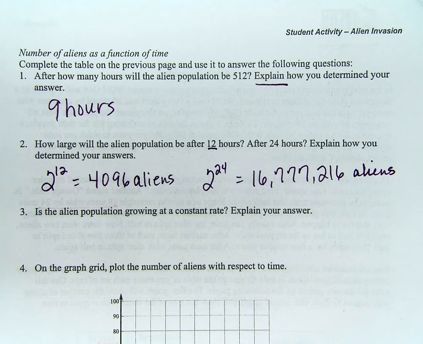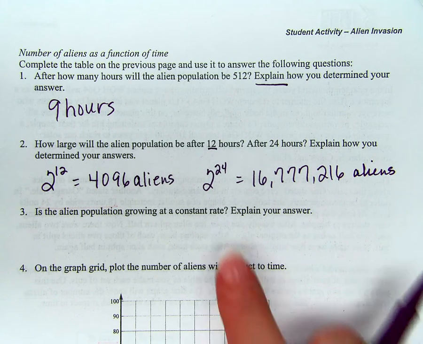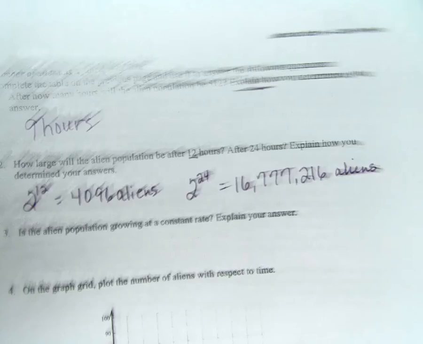Okay, well, here's the good news. Yes or no, one of those is the correct answer. Okay, that's the good news. So we just have to figure out which one is correct. Is it growing at a constant rate? How about if we look back at our table?